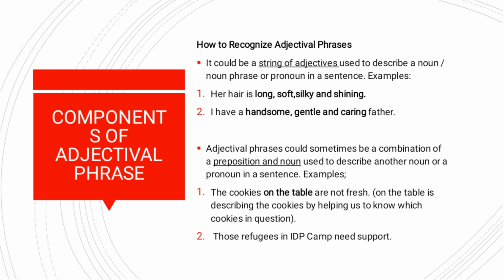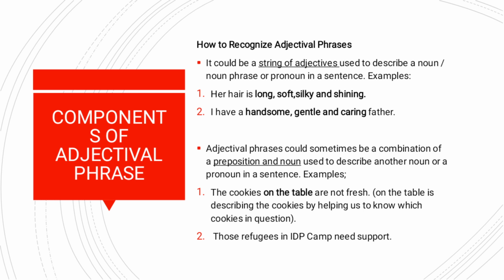Secondly, an adjectival phrase could be a form of a preposition combined with a noun used to describe another noun or a pronoun in a sentence. For example, the cookies on the table are not fresh. The adjectival phrase in this expression is on the table, which comprises a preposition combined with a noun phrase. On the table is describing the cookies by helping us to know which cookie is in question.